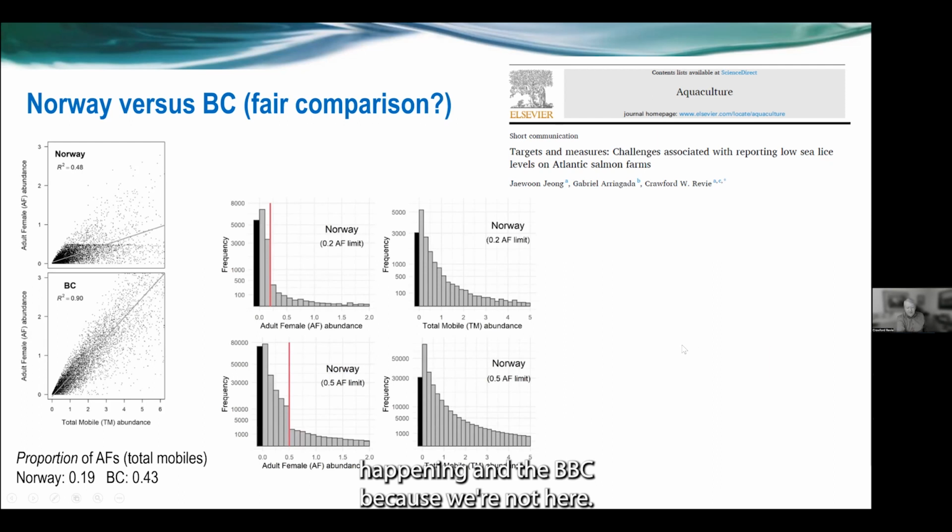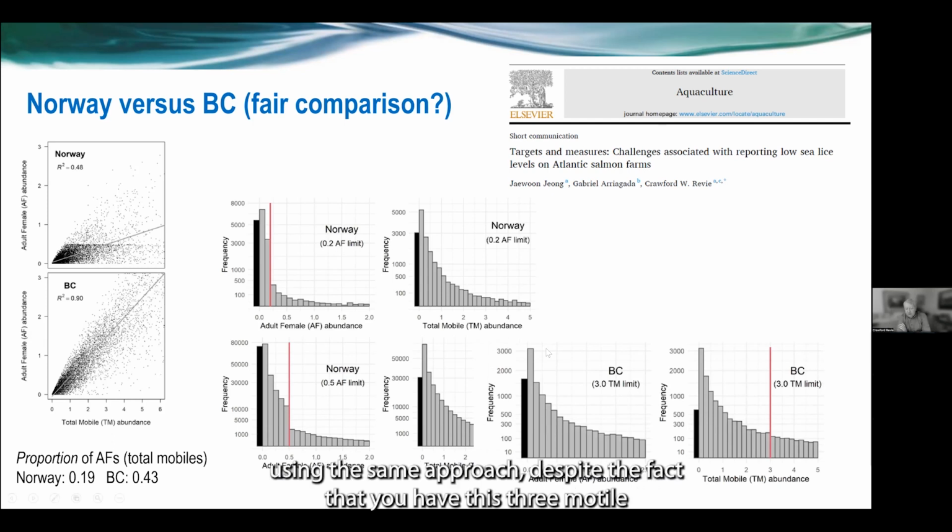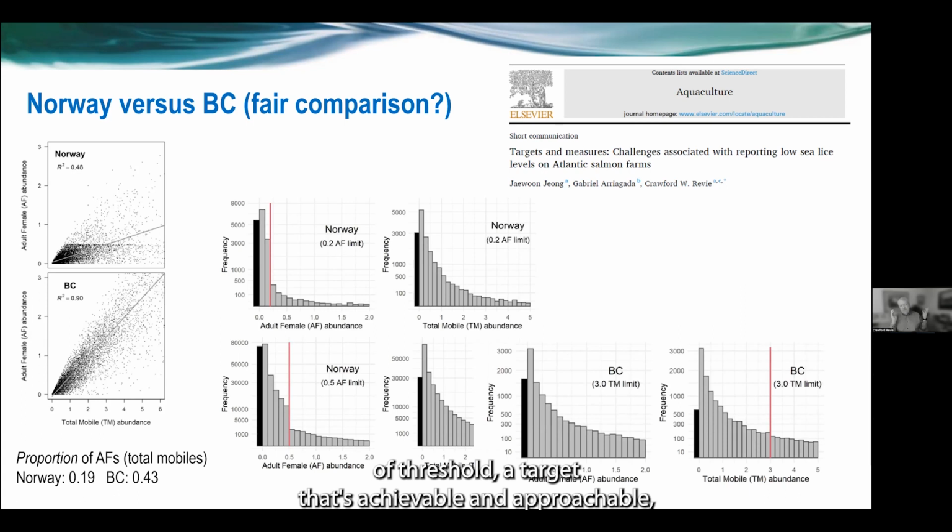And the good news for you in BC, because we're not here in Norway to get on their case in that sense, is that when you look at the data in BC using the same approach, despite the fact that you have this three total motile limit, which is just here, there's absolutely no evidence of any kind of staircase effect, any edge effect. So what it seems to imply is that when you have a level of threshold, a target that's achievable and approachable, there's much less of a tendency to skew the data in some ways.